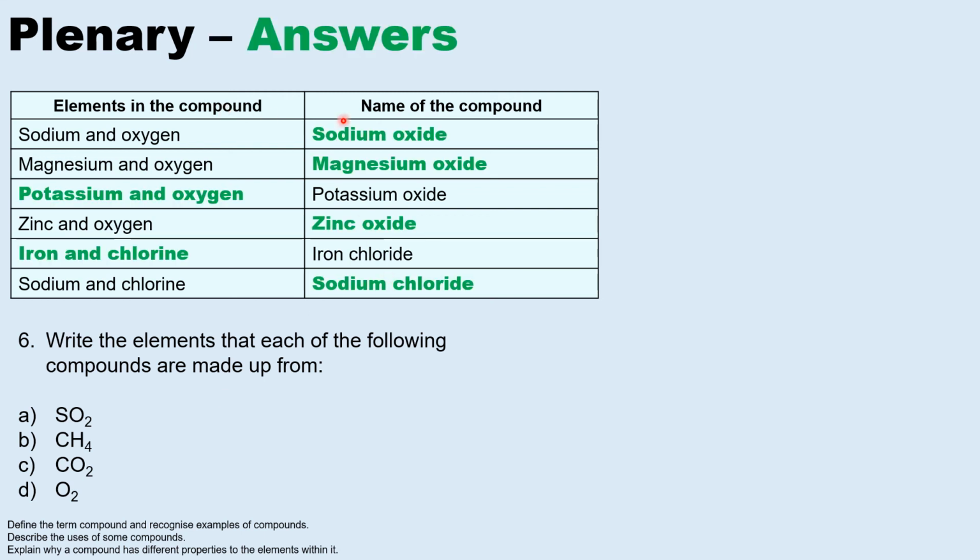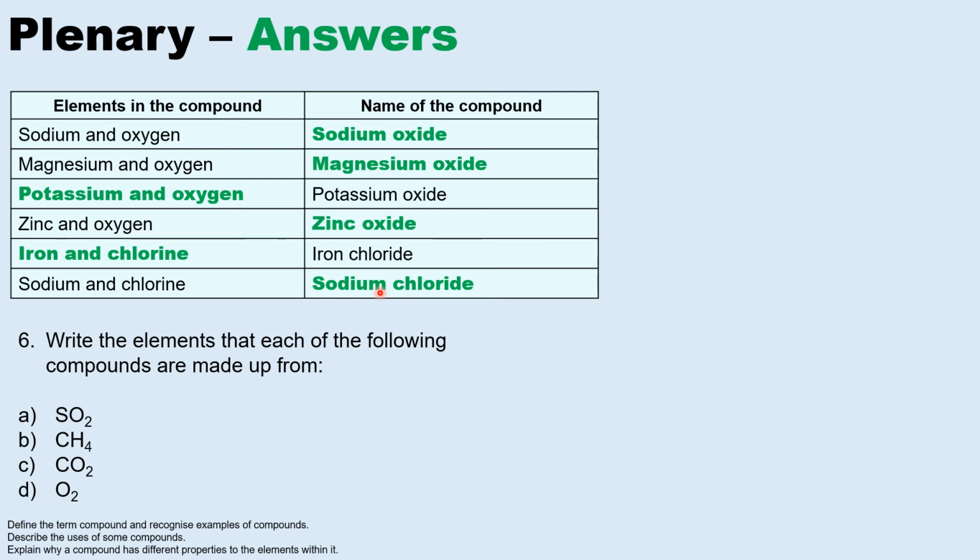Okay, so the first one is sodium oxide, because you've got sodium and oxygen, and it only has 1 oxygen making up the compound, so you have oxide. Magnesium oxide, I gave you that one already. Potassium oxide is potassium and oxygen. Zinc and oxygen is zinc oxide. Iron chloride is iron and chlorine, and sodium and chlorine is sodium chloride.